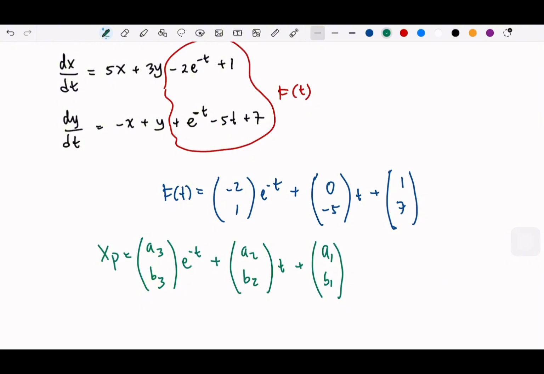And to substitute, we need to make it into the xp prime. So we have to solve its derivative, and then substitute back, and then we solve for A1, B1, and then the A3 as well. So we get everything, and we get the general solutions.